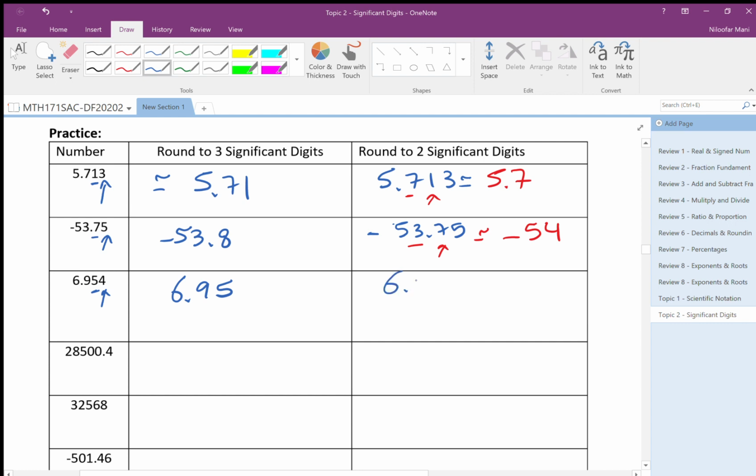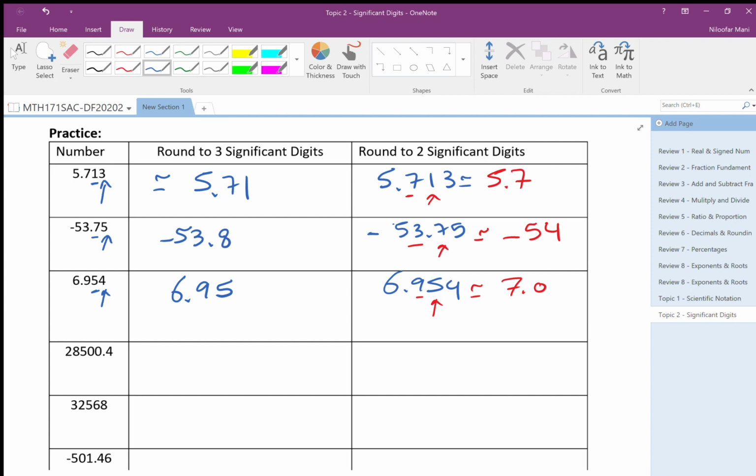Okay, so 6.954. You want 2, so you underline that, check that. It is almost 7.0. Why 7.0? Because I say two significant digits, so I don't say just 7. Okay, and I underline 9, and I don't want to see anything after that digit. I don't want to see the second digit after the decimal, but the first one I want to have.